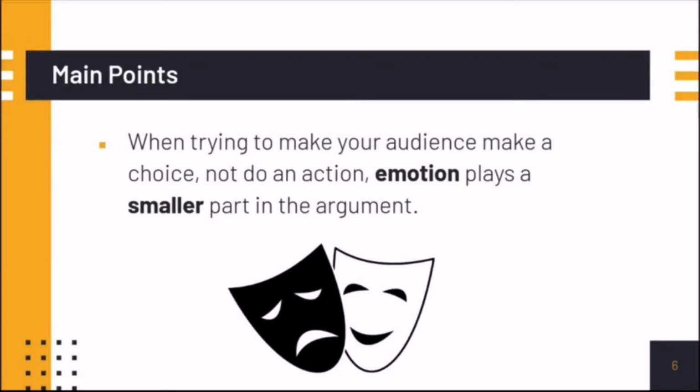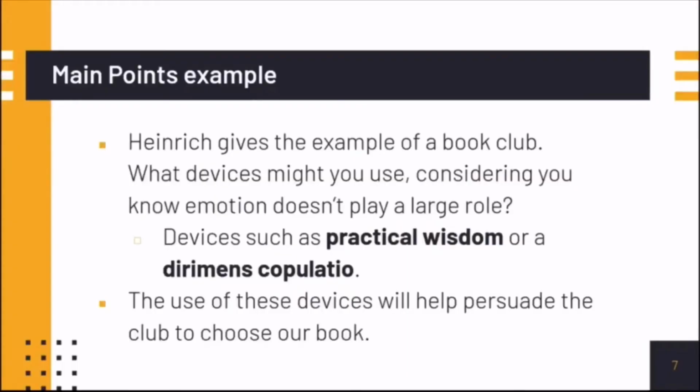When trying to make your audience make a choice, not do an action, emotion plays a smaller part in your argument. And so the example that Heinrich gives is that you're in a book club and you're trying to sell this book to your book club. It's a great book. You haven't read all of it. You've read the first couple chapters. Well, the emotion that you have towards the book isn't really going to matter. You just picked up this book, so it's not like you're emotionally attached. And even if you were emotionally attached, that's not what matters.